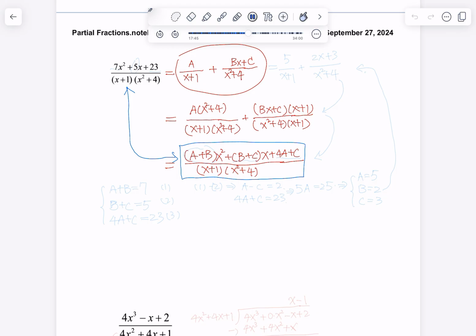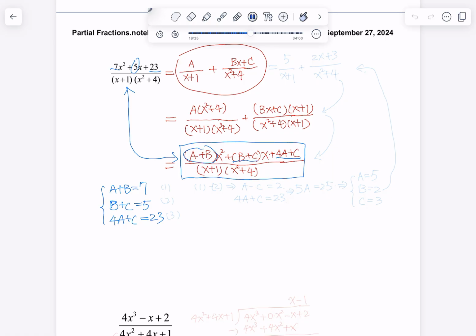So that means we must have a plus b equals 7, because that's the coefficient for the quadratic term in the numerator. b plus c is 5. That's the coefficient for the linear term in the numerator. And finally, you will have 4a plus c equals 23. You want to solve this linear system for a, b, and c.